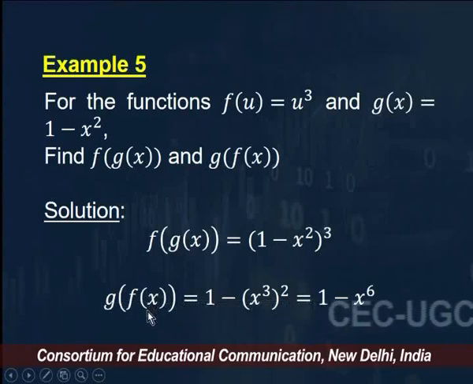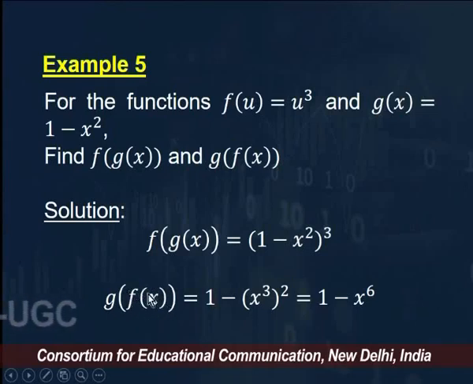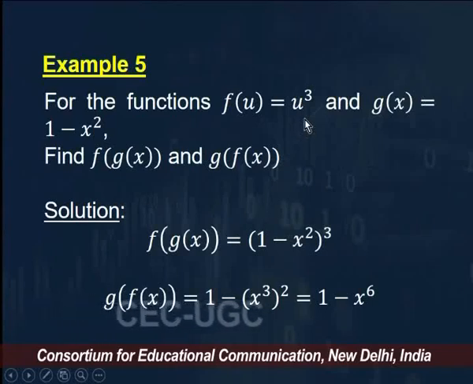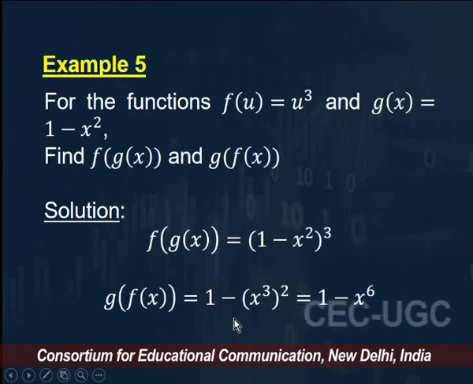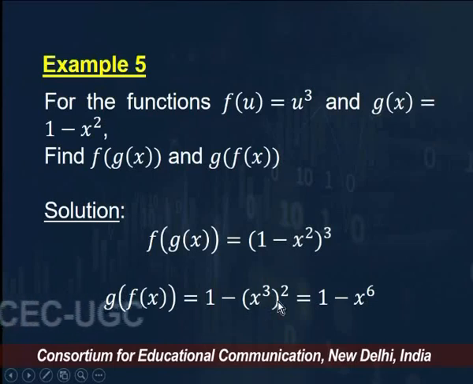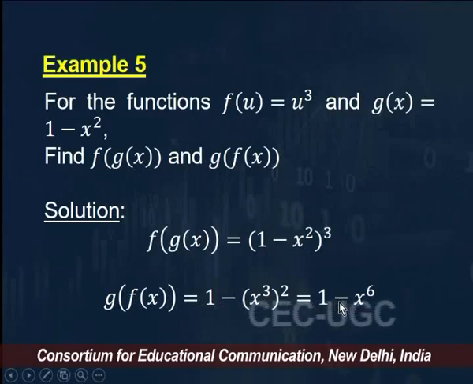And then g of f of x means that I have to put f of x as my input. Now, what is f of x? f of u is u cubed, so f of x would be x cubed. That gives us g of f of x as 1 minus, instead of f of x I'm going to put x cubed, the whole squared, and that gives me 1 minus x to the power 6.